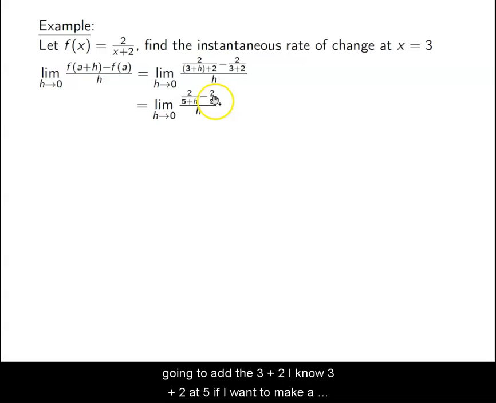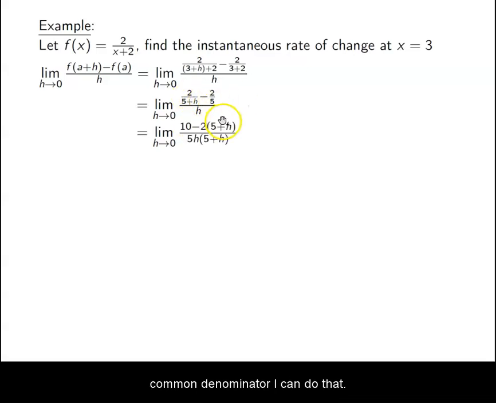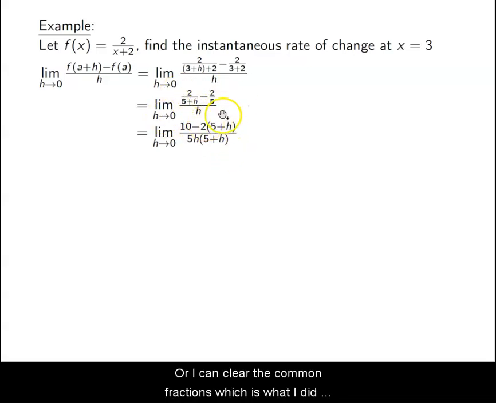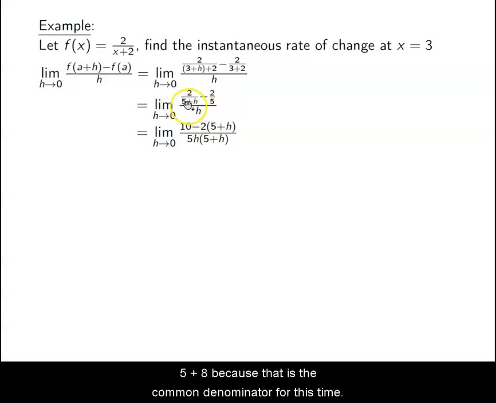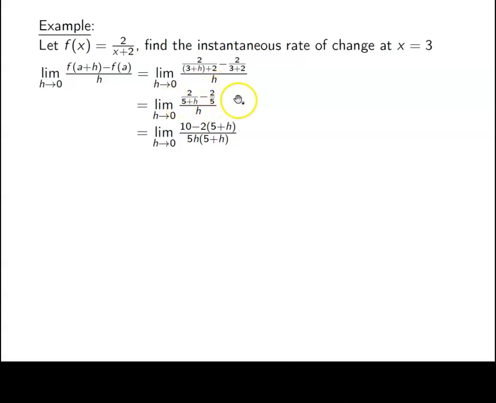I know 3 plus 2 is 5. If I want to make a common denominator, I can do that. Or I can clear the common fractions, which is what I did here. I multiplied top and bottom times 5 times 5 plus h, because that is the common denominator for this term. So top and bottom, I multiply times 5 plus h. That's why this is 5h, 5 plus h.